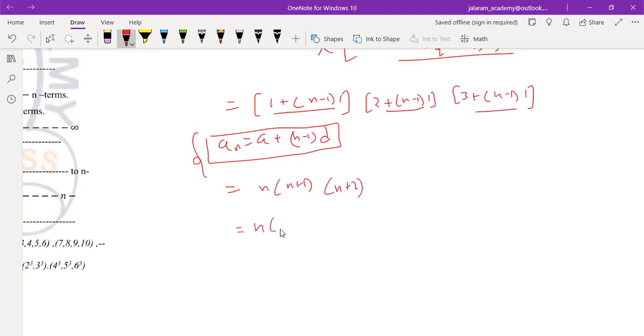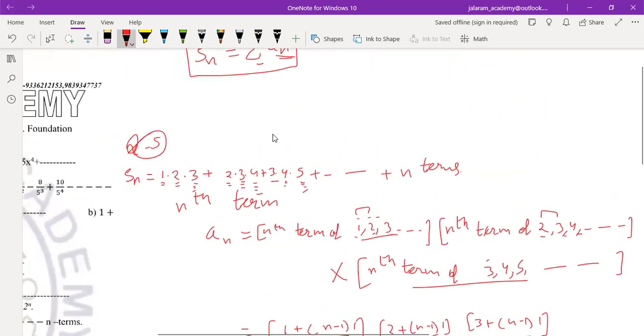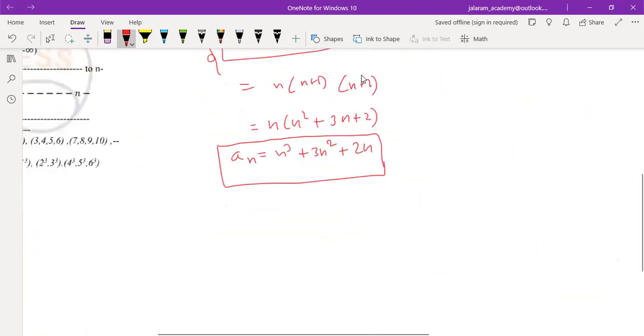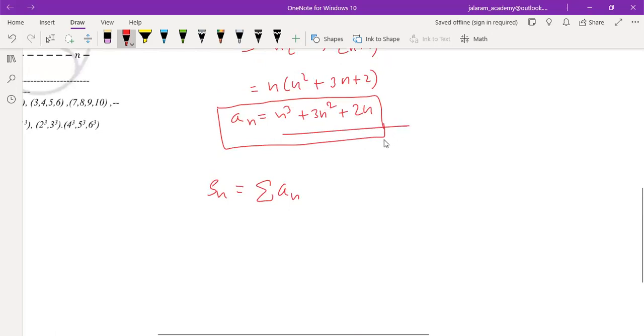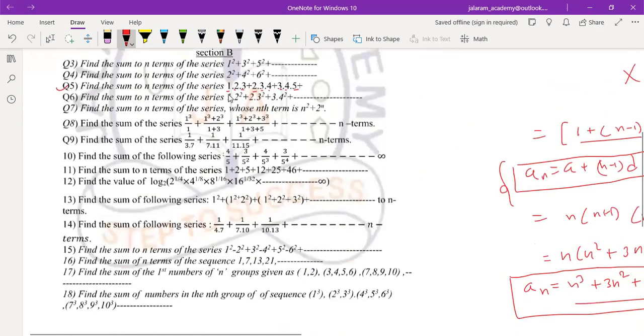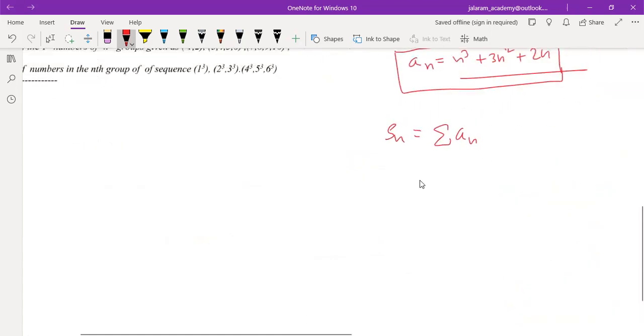Now if we expand it, n into (n square plus 3n plus 2). So n into n square is n cube, plus 3n into n is 3n square, plus 2 into n is 2n. So this is the nth term of this series. After finding the nth term, we should use the identity Sn equals sigma an to find the sum of this series up to n terms. So the only purpose is to find the nth term first. Whenever we want to find the sum of any natural sequence, first of all, we find its nth term and then find its sigma.